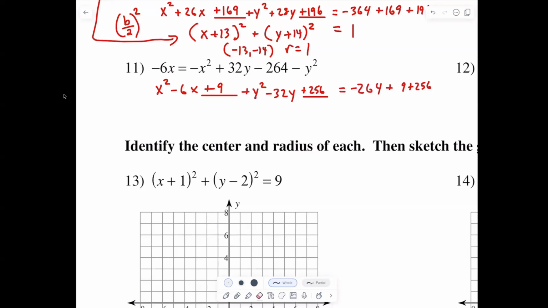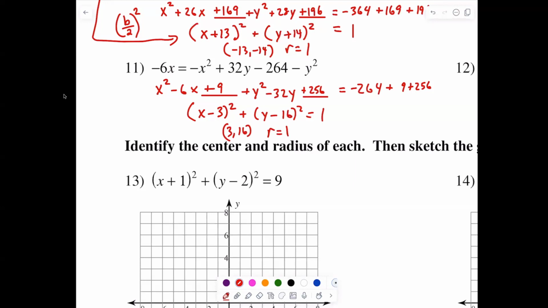All right. So now when you complete the square, this becomes x minus 3 squared plus y minus 16 squared equals, is that 1 again? 1. So now my center is what? And my radius is 1. That's how easy.